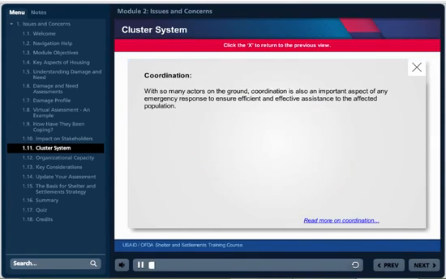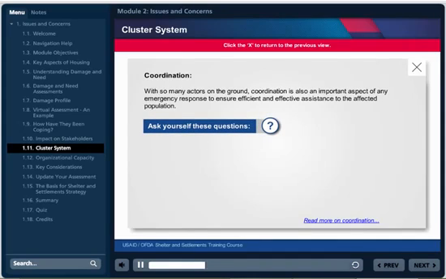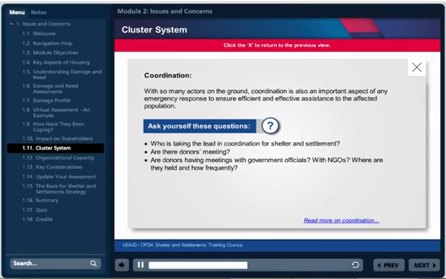With so many actors on the ground, coordination is also an important aspect of any emergency response to ensure efficient and effective assistance to the affected population. For coordination, questions such as the following should be answered. Who is taking the lead in coordination for shelter and settlement? Are there donors meeting? Are donors having meetings with government officials, with NGOs? Where are they held and how frequently? What more needs to be done?